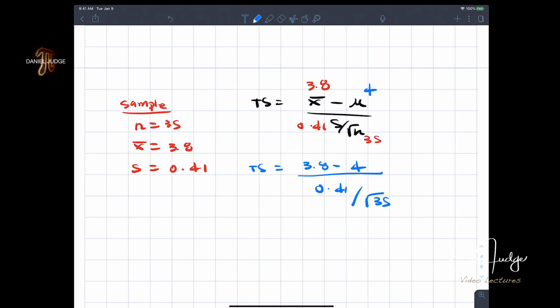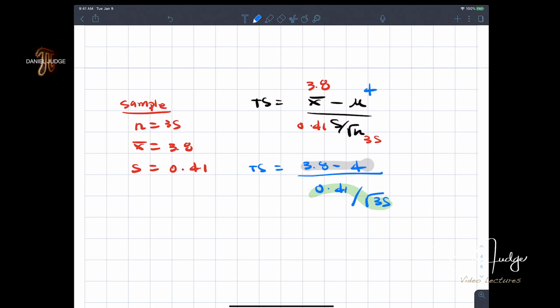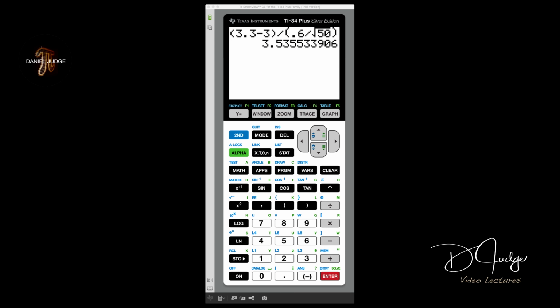So remember, when we enter in the TI here, you got a difference in the numerator. We got to put parentheses there. And we got a quotient in the denominator. Don't forget, we're putting parentheses here. And that's what we enter in the TI. So we say, okay, TI, parentheses, 3.8 minus 4 divided by 0.41 divided by second square root 35.